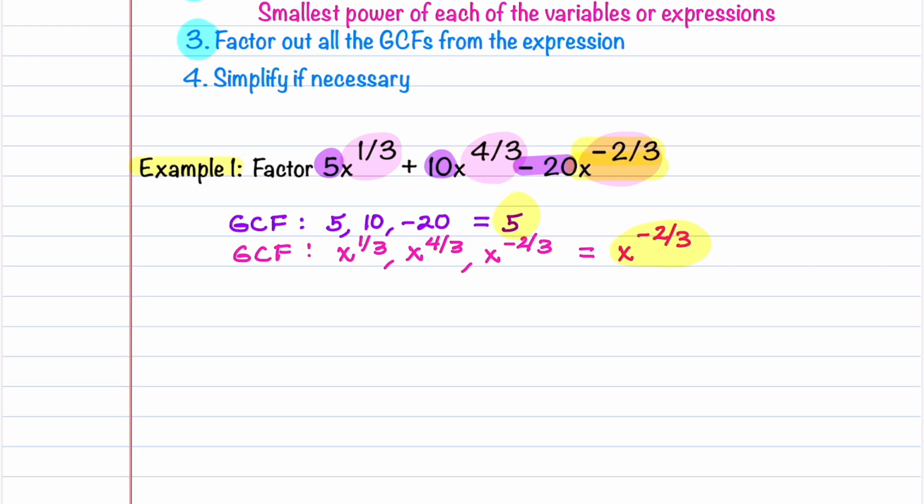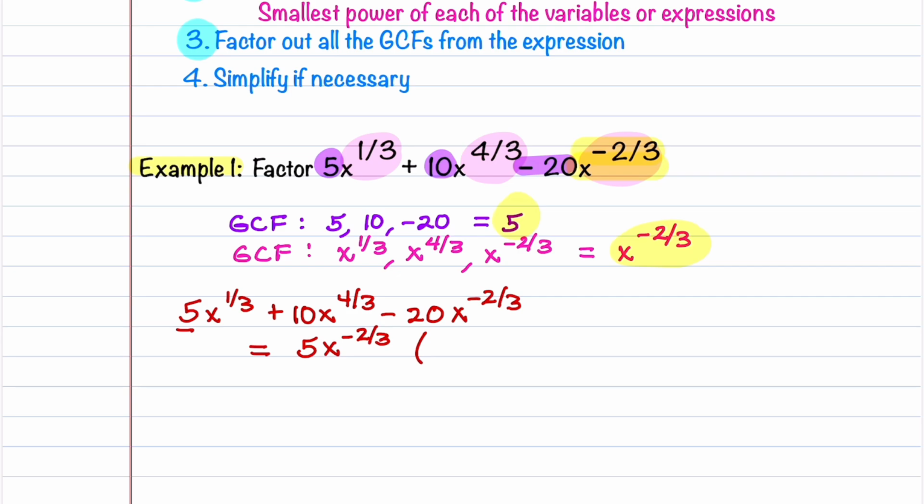Let's go ahead and do that. We have 5x to the 1/3 plus 10x to the 4/3. Always good to write out the problem first, minus 20x to the minus 2/3. This is going to equal, we're going to pull out a 5 and x to the minus 2/3, and then we'll see what we have left. 5 divided by 5 is 1.